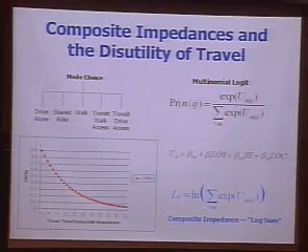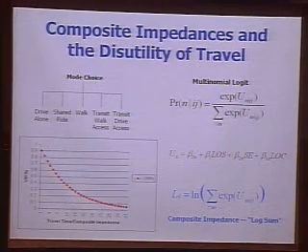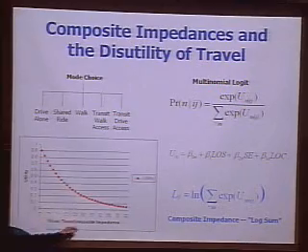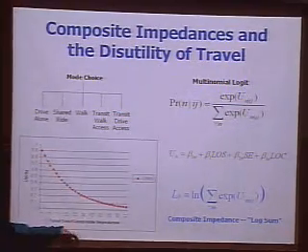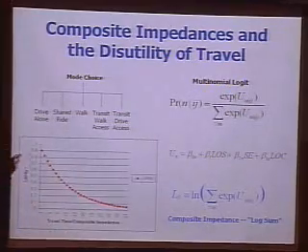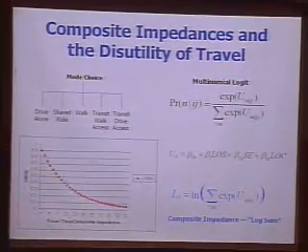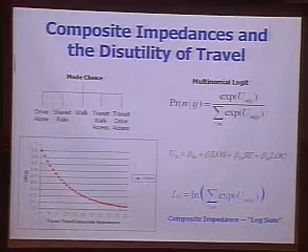And I just threw this graph in here because I wanted to illustrate that as your travel time goes in this direction, composite impedance increases, your utility decreases. So we often talk about the disutility of travel.